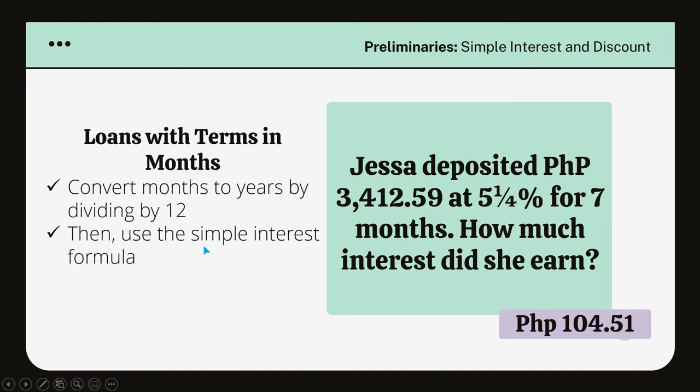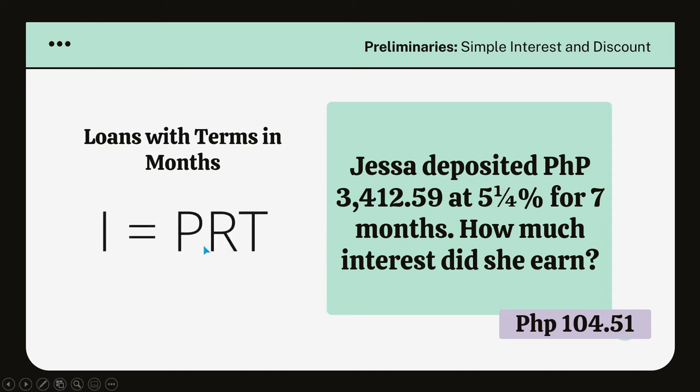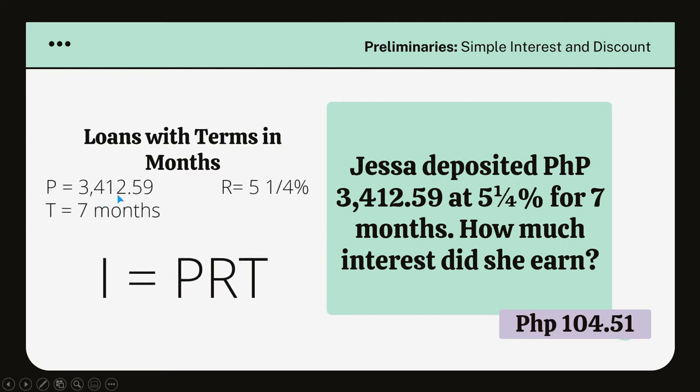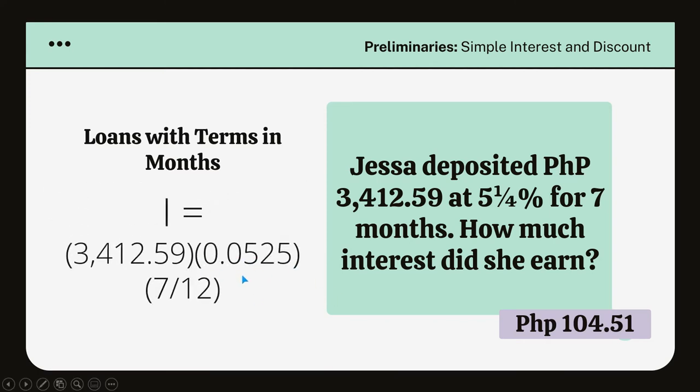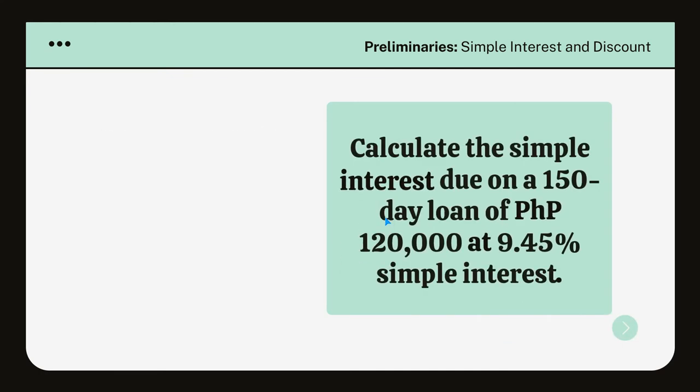Use the simple interest formula, and you're also done, okay? So for this part, we have 3,412.59 for your principal. You have 7 months, and your 5 and 1/4 as a rate. Okay, so months over years for your time, that would be equivalent to 7 over 12. And of course, I did not show how 5 and 1/4 came to be. So this is it. Multiply that overall, and you will get 104.51. Here's our next question.